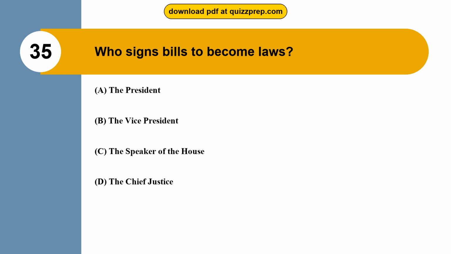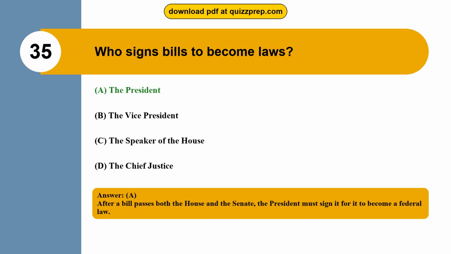Question 35. Who signs bills to become laws? Option A. The President. Option B. The Vice President. Option C. The Speaker of the House. Option D. The Chief Justice. The correct answer is option A. The President. After a bill passes both the House and the Senate, the President must sign it for it to become a federal law.